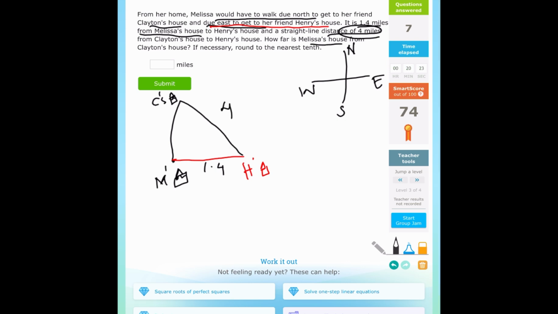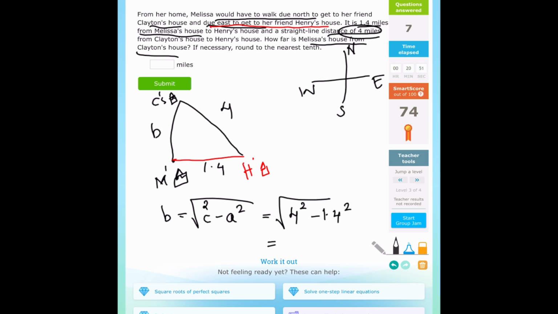The question is to find the distance from Melissa's house to Clayton's house, which is our B. So we're going to use the formula B equals square root of C squared minus A squared. So in this case, our hypotenuse is 4, so 4 squared minus 1.4 squared. That gave me a decimal, 3.7469. So since the second digit is more than 5, our final answer is 3.7.